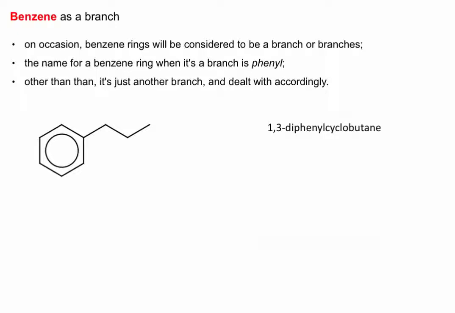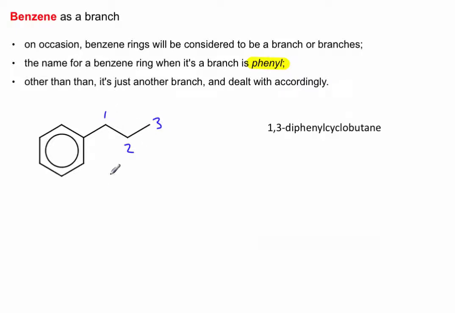In some instances we can look at benzene as a branch, and if it's a branch, it's known as a phenyl branch. Notice the YL ending? That's what tells you it's a branch. Phenyl, YL, just like alkyl. We've seen this molecule already, that was propylbenzene. Well, now let's treat the benzene as a branch. So we still have our propane.